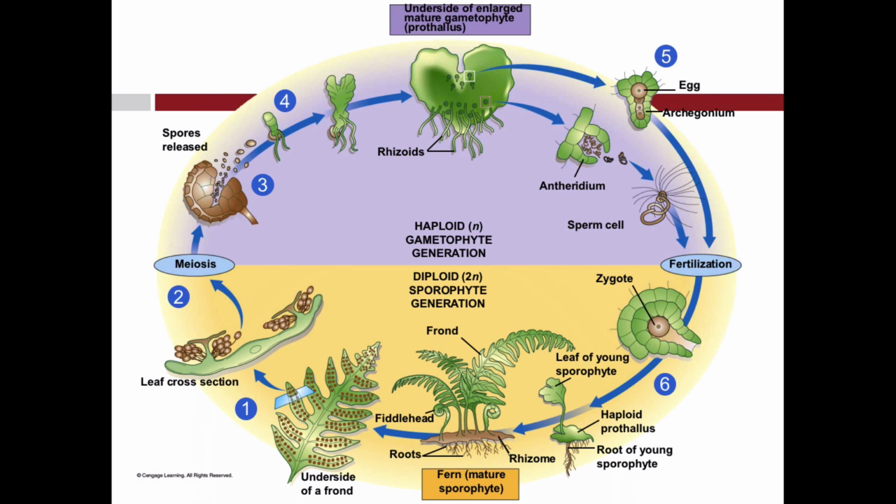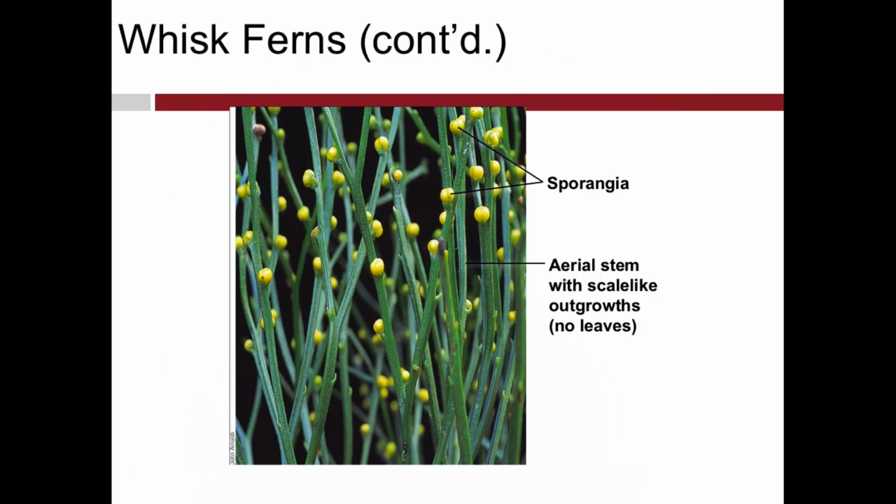As you continue on to the left, you'll see the frond and the sori. As those spores are dispersed, with water, fertilization can occur. I'll leave it at that. Next up are the whisk ferns.